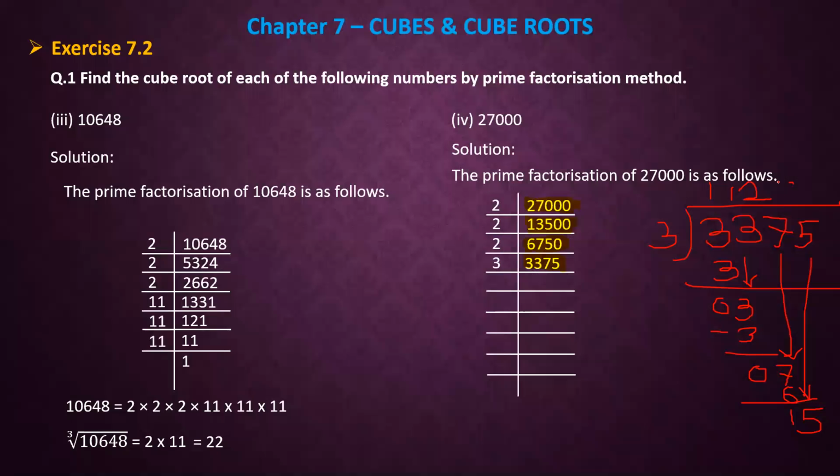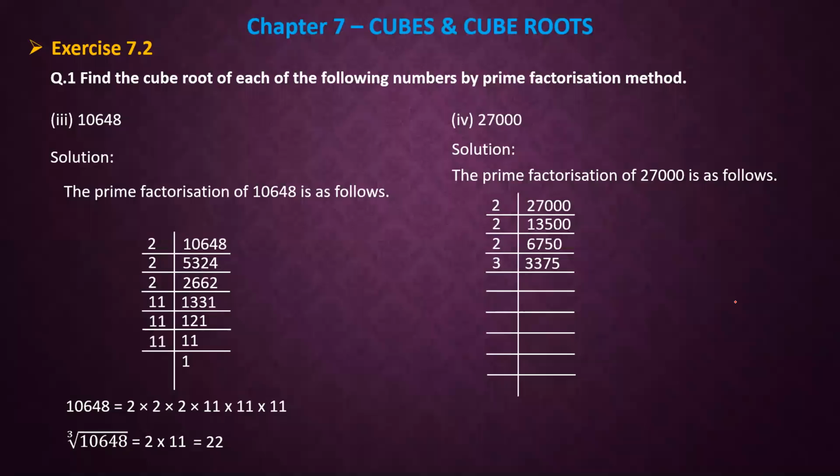And we know that 3 fives are 15. So that means this number is divisible by 3, and there is no need to move to the next number, which is 5. Therefore, we are dividing it by 3 and we are getting the answer 1,125. Again, we have to check the divisibility by 3 for the next number, 1,125, which is again divisible by 3. We are getting the answer 375.